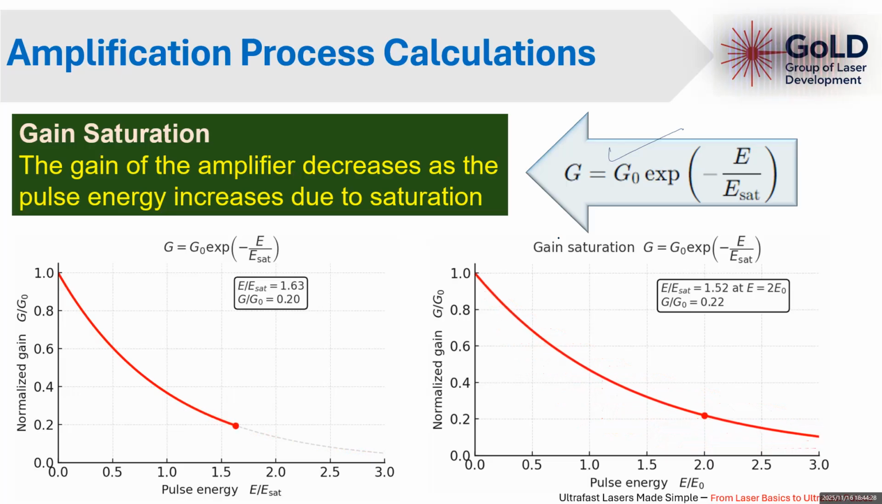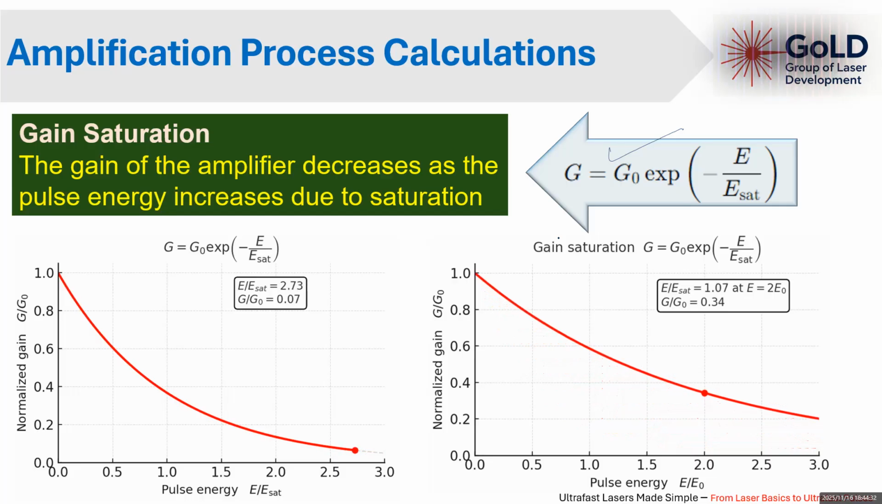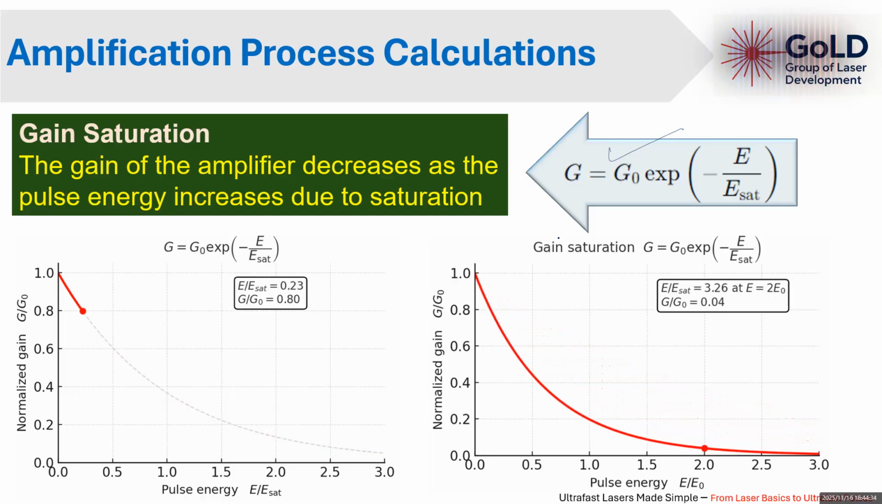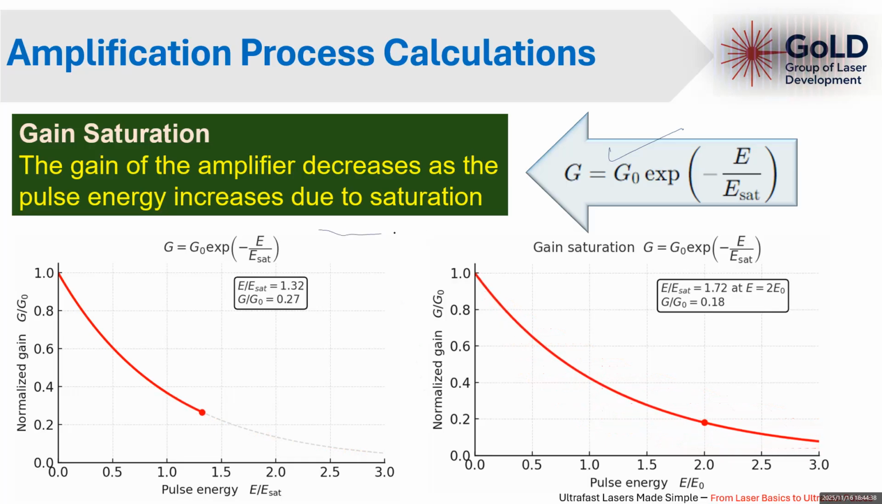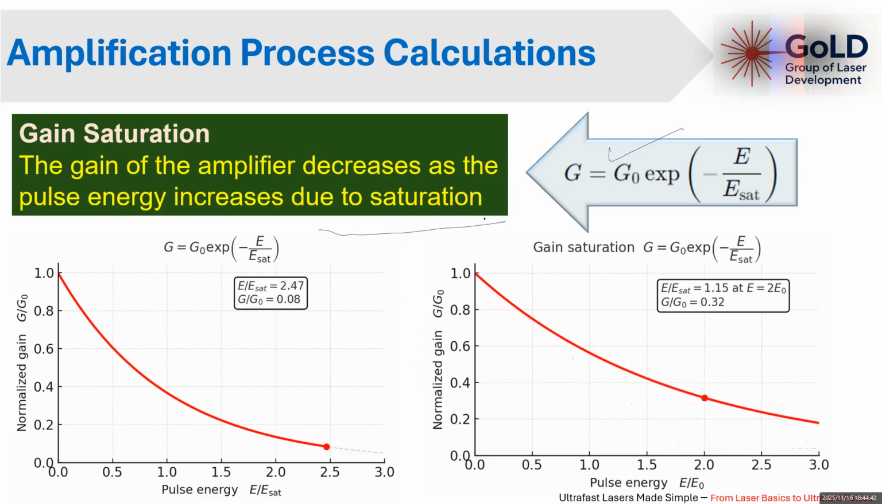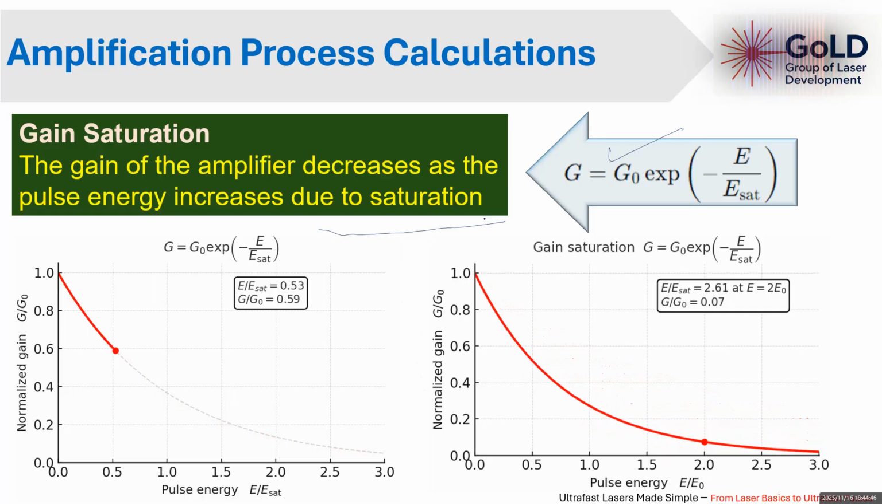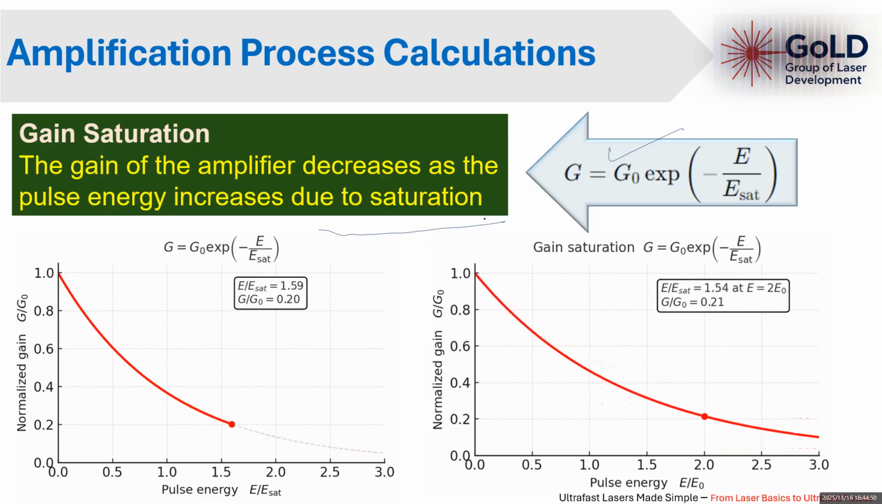As pulse energy is increasing, because of the gain saturation, there is a gain saturation value for each and every gain medium. So in this case, the pulse energy decreases due to the saturation. Now the plots, if you can understand these plots, on the left side, that is the important one.